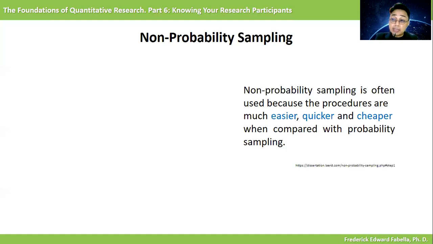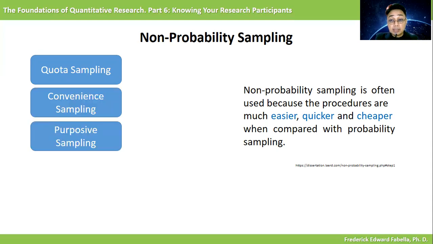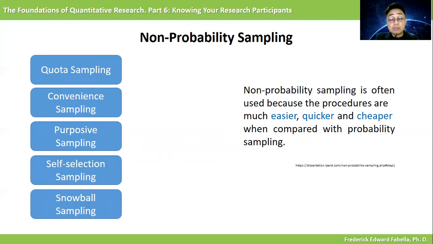Let's now proceed to non-probability sampling. Non-probability sampling is often used because the procedures are much easier, quicker, and cheaper when compared with probability sampling. So if you remember choosing or selecting a sampling technique, you remember that there are different factors involved. Let's look at the different kinds of non-probability sampling techniques. You have quota sampling, convenience sampling, purposive sampling, self-selection sampling, and snowball sampling.